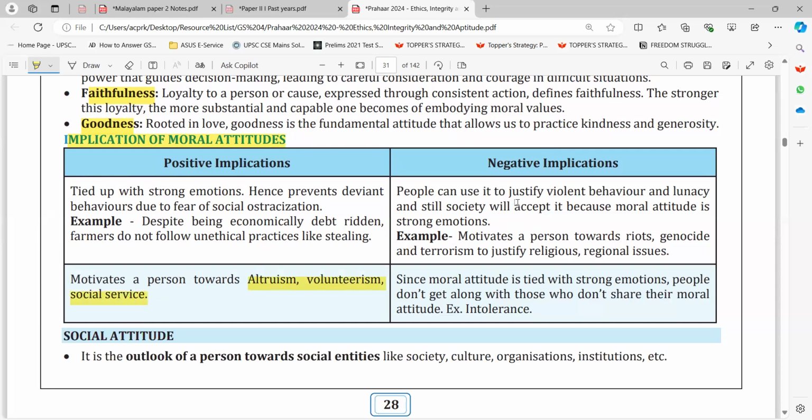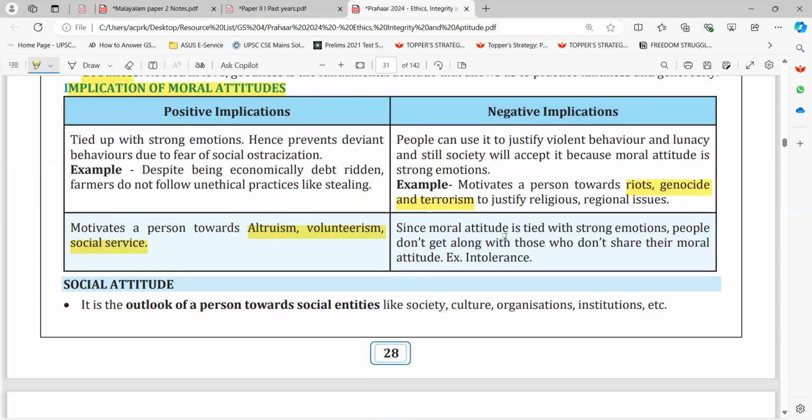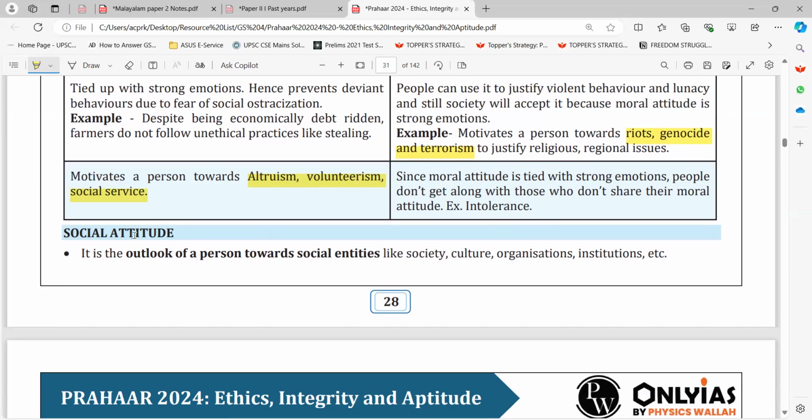Negative implications. Negative implication of moral attitudes. People can use it to justify violent behavior and lunacy, and still society will accept it because moral attitude is strong emotions. Example, motivates a person towards riots, genocide, and terrorism to justify religious regional issues. Since moral attitude is tied with strong emotions, people do not get along with those who do not share their moral attitude. Example, intolerance.